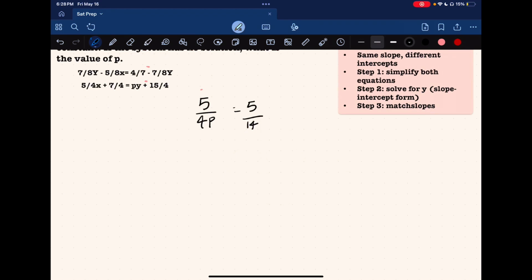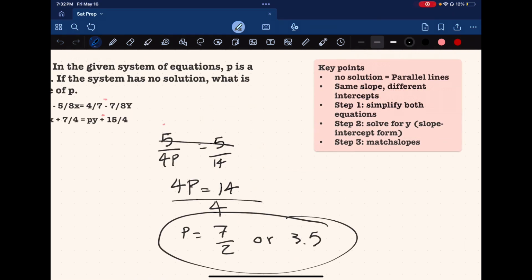Okay, so now that we found both of our lines, we are going to set the slopes equal to each other, since the lines are parallel. And then I'm going to cancel these 5's out just to get rid of them. And then we're going to do 4p equals 14, and then our p should be equal to 7 over 2, which is our answer.